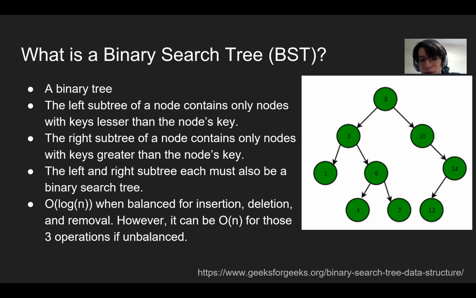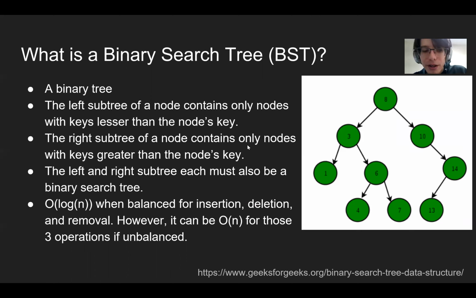But if it's unbalanced, we have worst case of O(n) for insert, remove, and find, right? Wait, I just realized it says insertion, deletion, and removal. Deletion and removal are the same. It should just say find and removal. But deletion is also O(n) because deletion is the same as removal, but okay, that's what they mean. Just for clarification there.